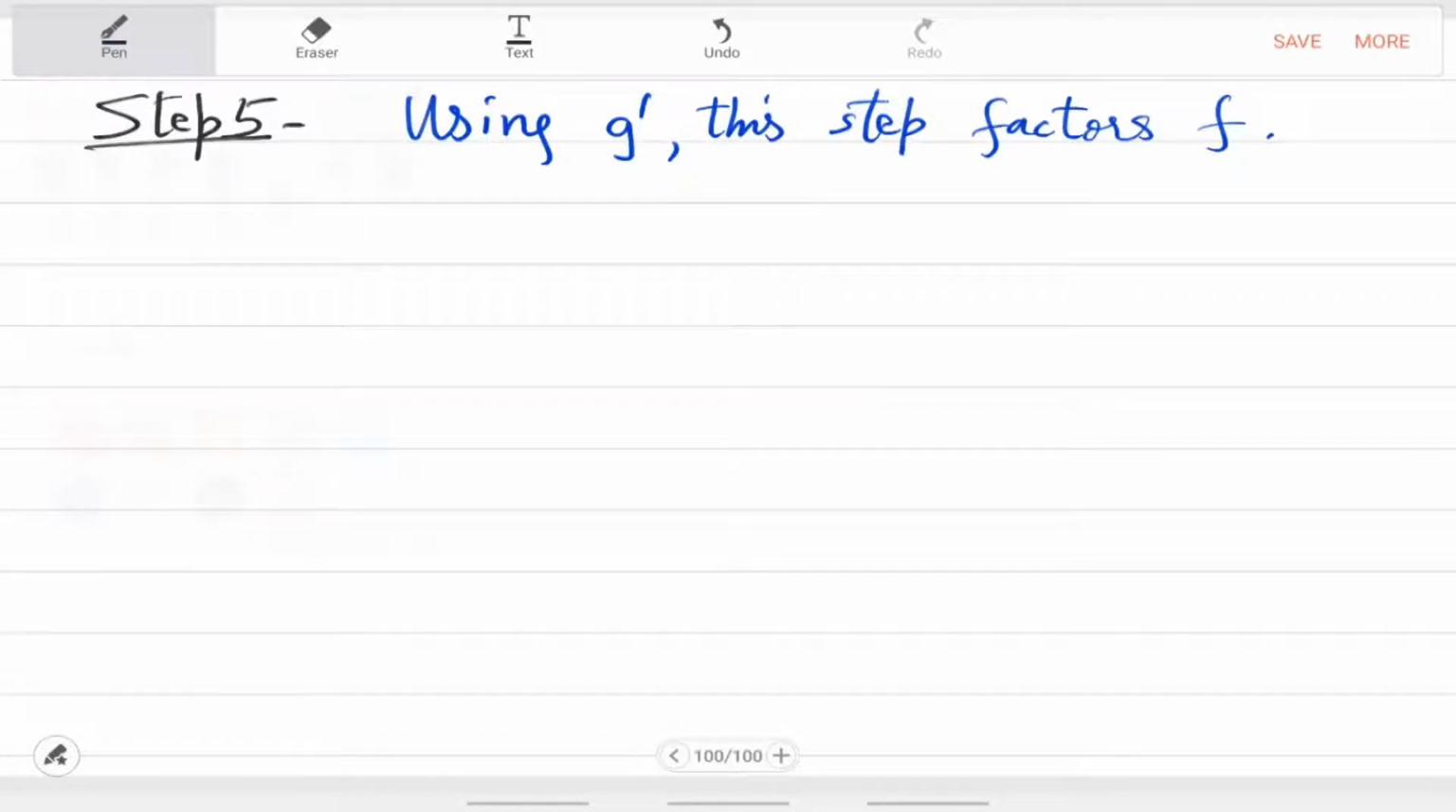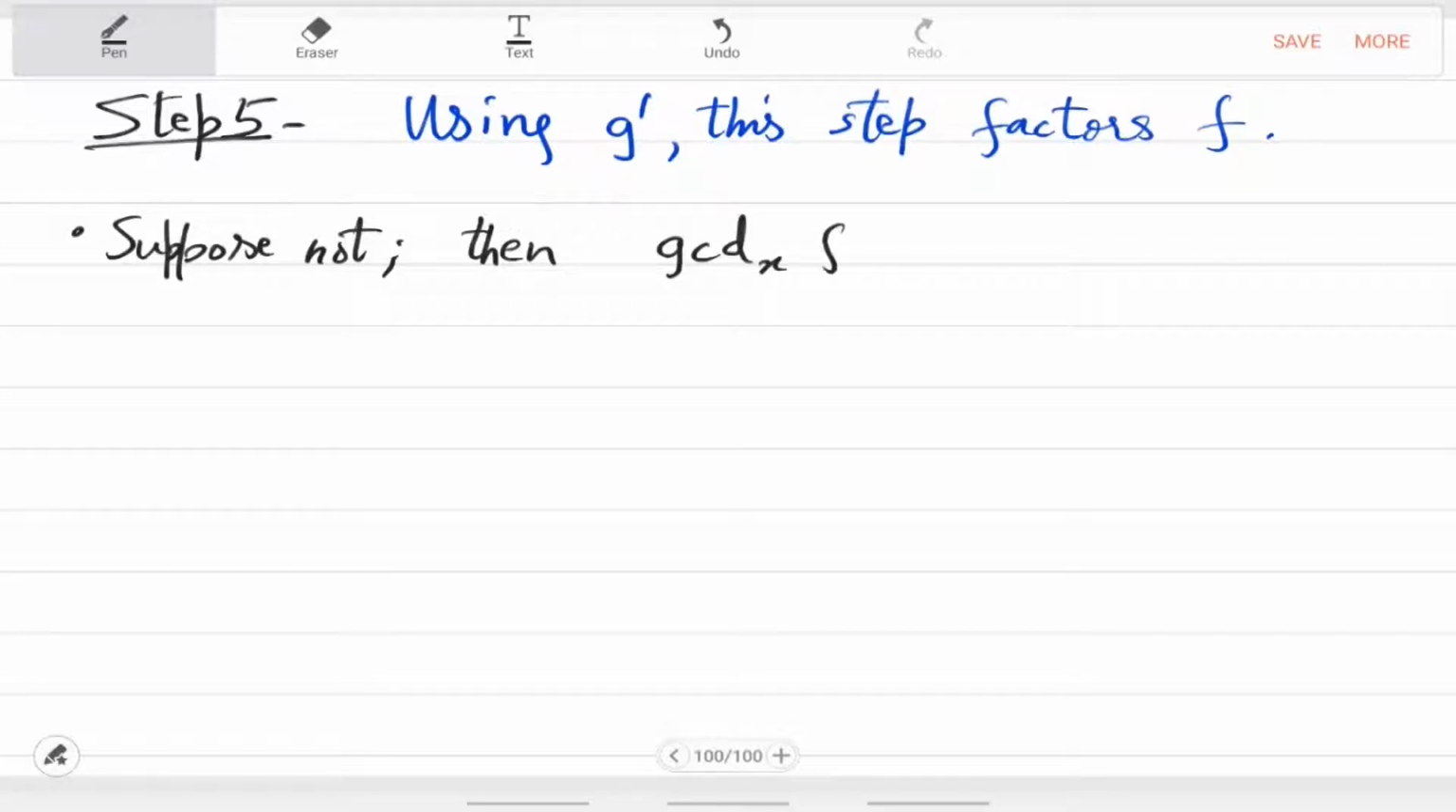Okay, so suppose not, right? Proof by contradiction. Then the GCD came out to be 1 in step 5. There is no other option because g prime has degree in x less than f. So if it doesn't factor, then it means you get 1 as GCD.